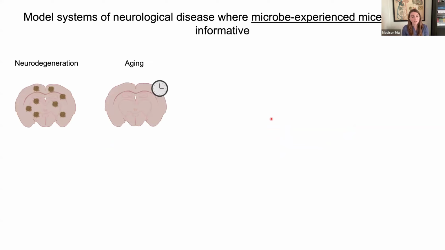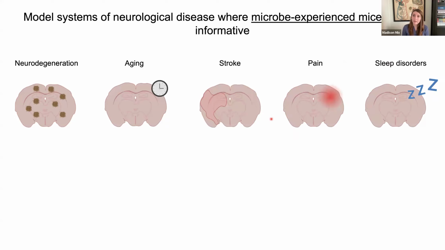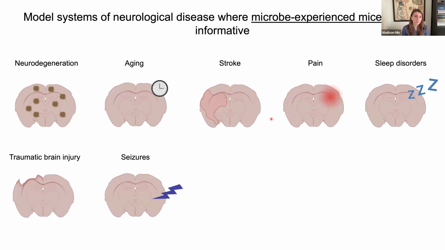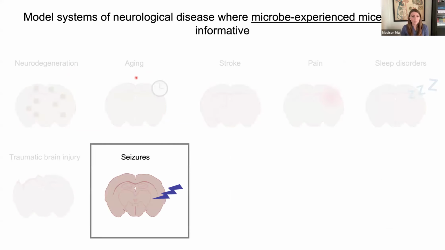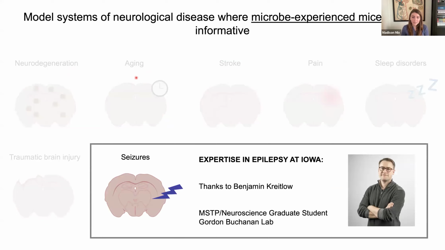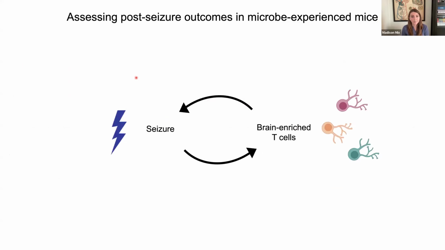We considered models of neurodegeneration, aging, stroke, pain, sleep disorders, traumatic brain injury, and seizures. I would say we ruled out some of the first three since we were using young adult mice, and many of these conditions start to manifest in older age. But we did ultimately have to pick one and understand how microbe-induced memory T cells could influence these disease states. We chose seizures, and we were able to collaborate with another MSTP student, Ben Kreitlow, at Iowa to perform these studies. And so the big question here is twofold.